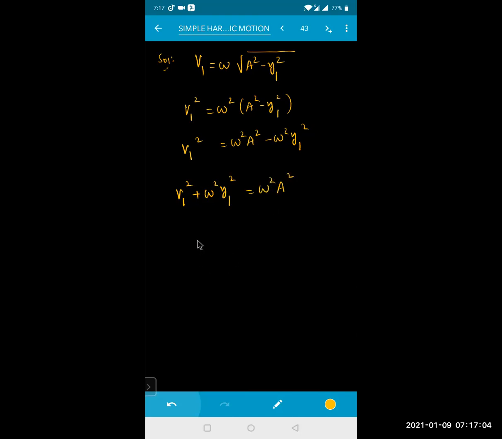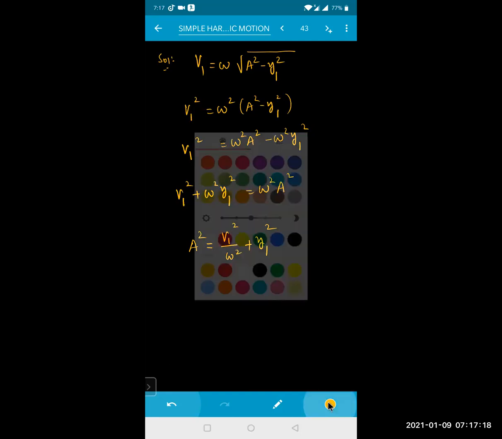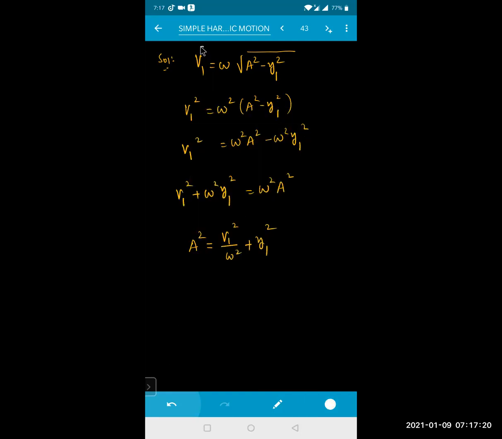Can I write like this? So a square will be equal to how much? A square will be equal to v1 square divided by omega square plus y1 square. Can I write like that? So this is the value of your amplitude. This is the value of your amplitude.